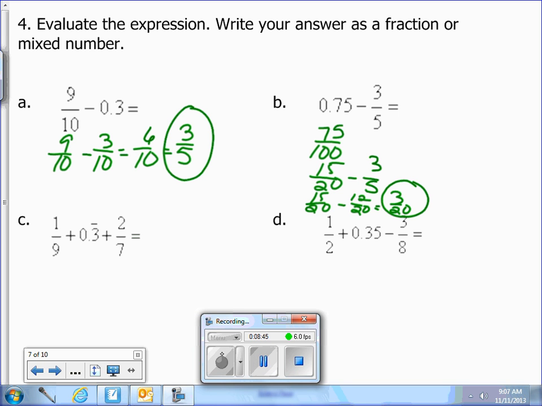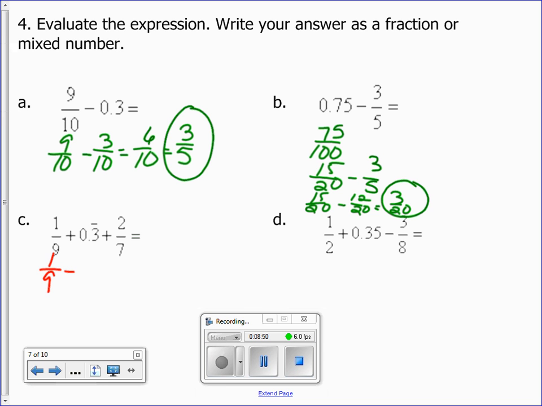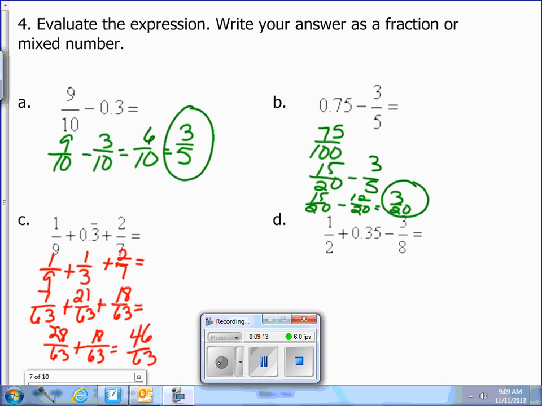So in this example on C, we have 1/9. This decimal needs to be memorized as a fraction, 1/3, plus 2 over 7 equals. Now we need to find a common denominator. Start with the 9, the multiples, determine what the least common denominator is, and I'll come back and check your answer. So please check your work. The answer is 46 over 63.